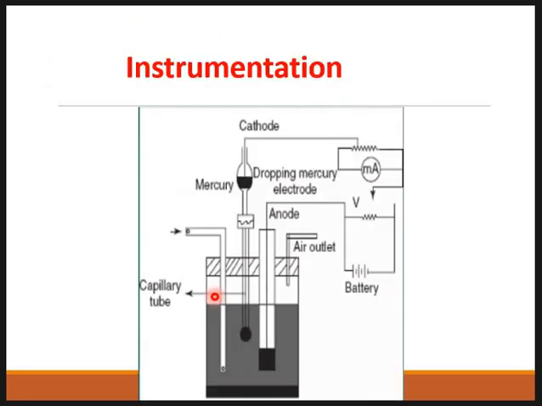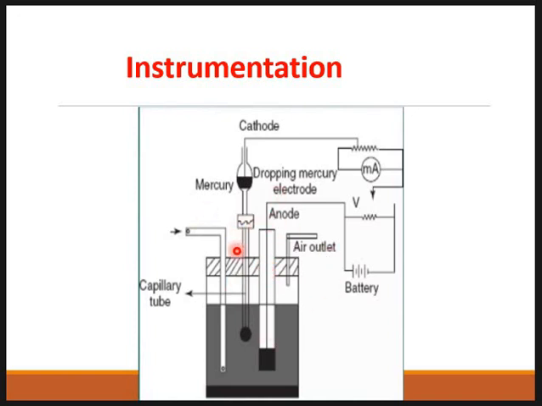Here the polarography setup consists of a three electrode system. One is the working electrode, that is the dropping mercury electrode. Another one is the reference electrode, which is usually a standard calomel electrode, and sometimes even a platinum electrode is used. And the next one is the auxiliary electrode, which means the counter electrode.